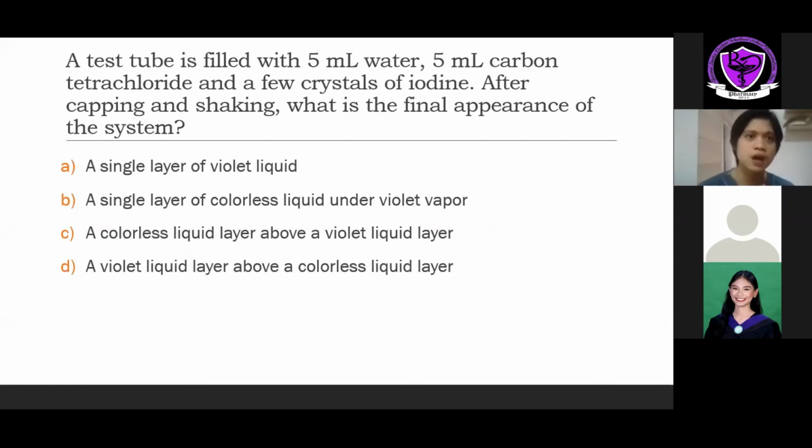Next. A test tube is filled with 5 ml water, 5 ml carbon tetrachloride, and a few crystals of iodine. After capping and shaking, what is the final appearance of the system?